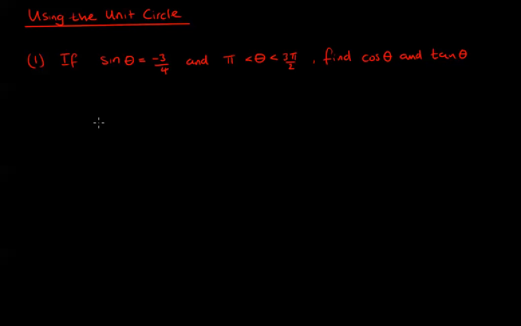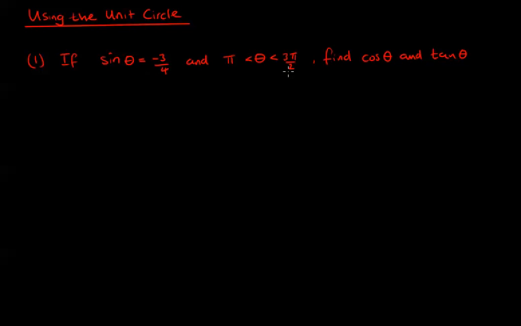Now let's look at how we can actually use the unit circle to answer various questions. Okay, so here's the first question. Sine theta equals minus 3 over 4, and theta is somewhere between pi and 3 pi over 2. Find cos theta and tan theta.